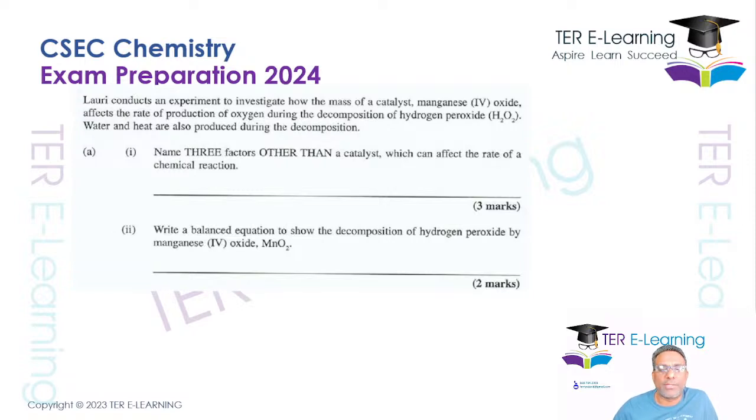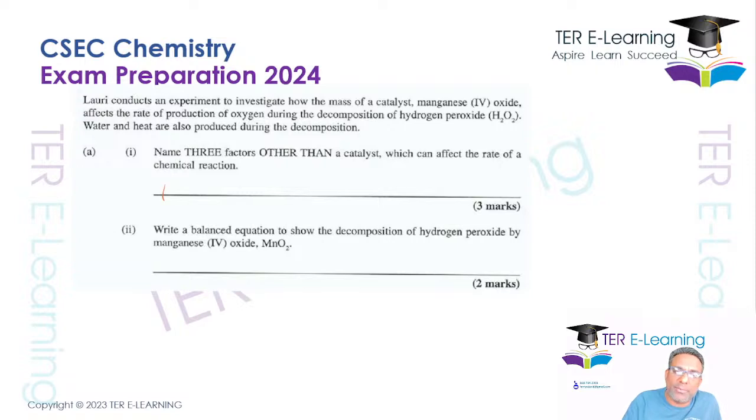Right, so this question here now. Laurie conducts an experiment to investigate how the mass of a catalyst, manganese 4 oxide or manganese dioxide, affects the rate of reaction or rate of production of oxygen during the decomposition of hydrogen peroxide. Water and heat are also produced during the decomposition. Name 3 factors other than catalysts. I see a lot of people already started answering in the chat here. So they want 3 of them. So you need to know your factors that affect rate.